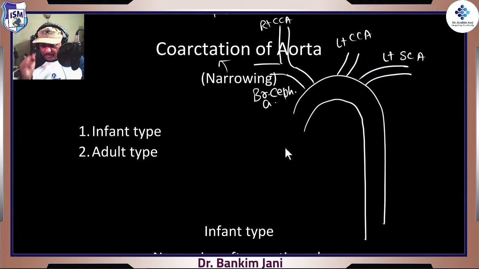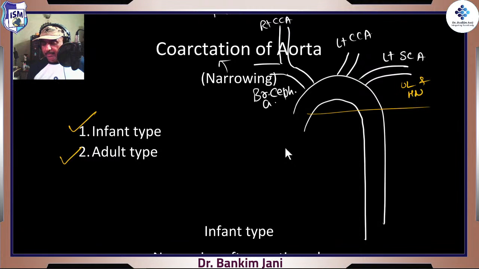What really happens is this. There are two types. One is the infant type and second is the adult type in coarctation of aorta. Coarctation means narrowing. So it is very vital where the narrowing occurs, right? Where the narrowing occurs. Now to add something more complicated to this, just for our understanding, we know that this is the portion which is supplying the upper limb and head and neck. Am I right?